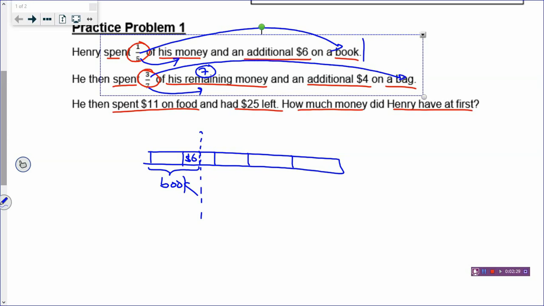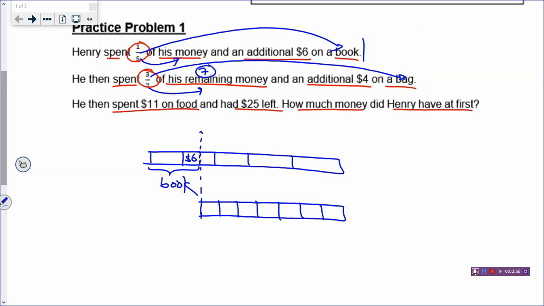I can't. So if I can't cut the remainder into 7 boxes, I will need to drop down. In our lessons last year, we drop down the remainder if we cannot cut it into so many boxes. So count into 7: 1, 2, 3, 4, 5, 6, 7. And 3 boxes plus another $4. So I'm going to draw a dotted line. This is your $4. So you have 3 boxes plus another $4 spent on a bag.